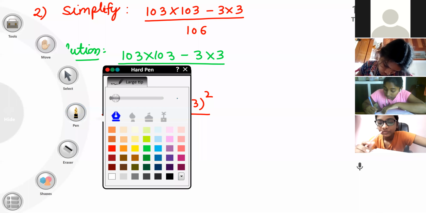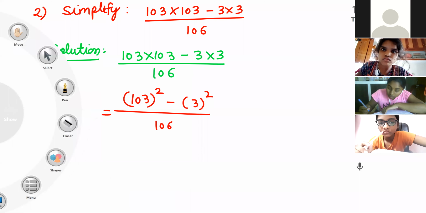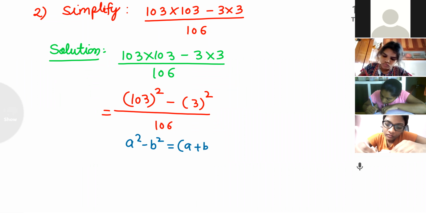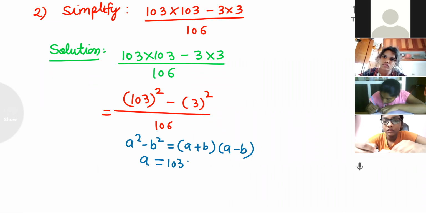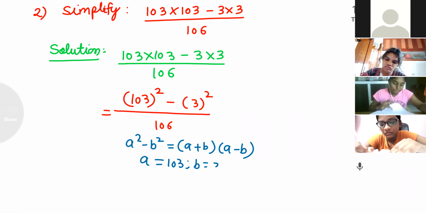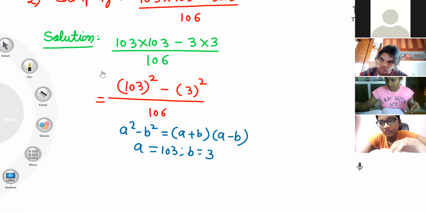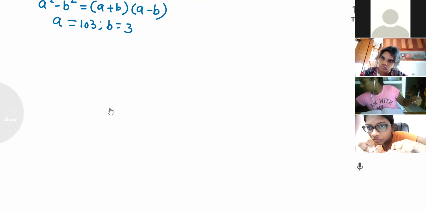Now, numerator we are observing, it is looking like a square minus b square. Then we can write here a square minus b square is equal to a plus b into a minus b. The value of a is 103. The value of b is 3. This identity we are going to apply in numerator. A square minus b square, a plus b, a minus b. What is the value of a?